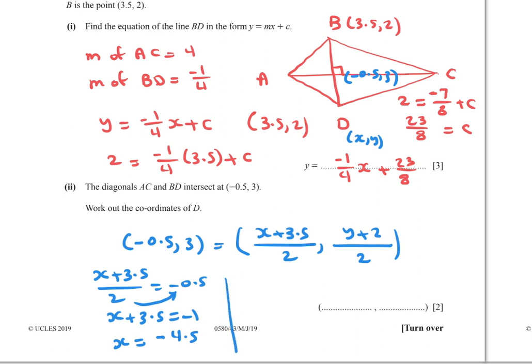In a similar way, you can find y plus 2 over 2 equals 3, so y plus 2 equals 6, so y equals 4. So point D is negative 4.5 and 4.